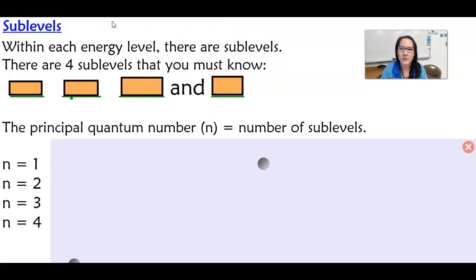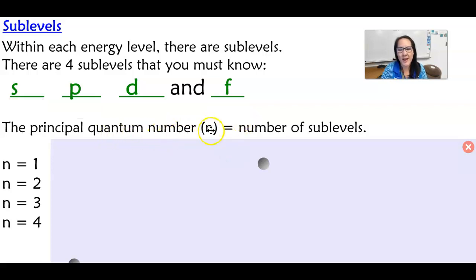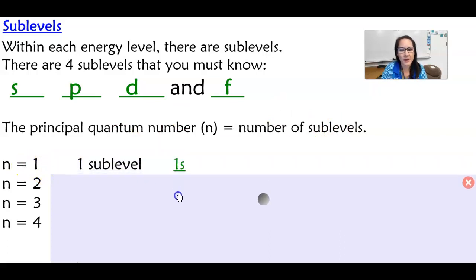Next is sublevels. Within each energy level, there are sublevels, 4 to be exact. You should know that S, P, D, and F are the names of the sublevels. The principal quantum number n is equal to the number of sublevels. So if you have n equals 1, then there's only one sublevel, and it's going to be the first one, S. So we can have a 1 followed by S. N equals 2 means we're going to have a 2 in front of S and P, 2 sublevels.